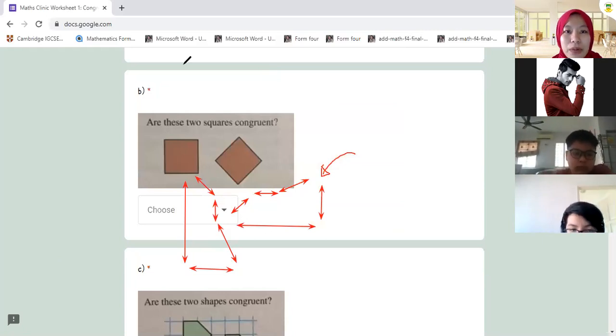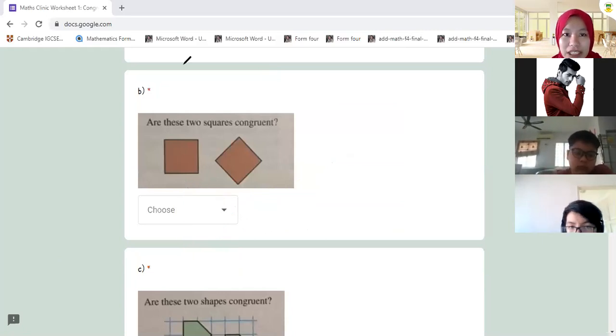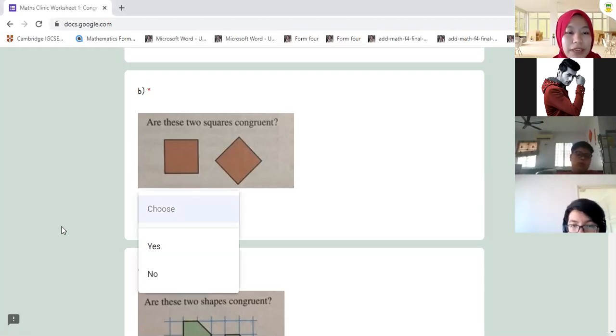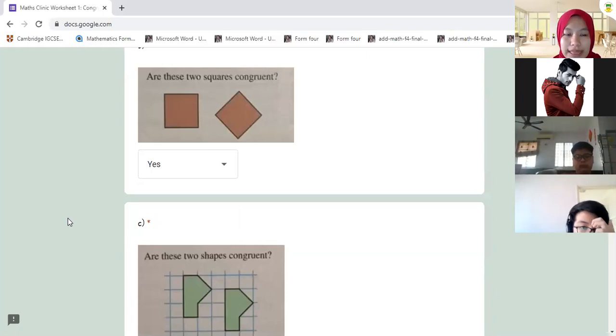By simply looking at their size and shape, you will notice. You can place, let's say it's on an A4 paper, a ruler. If there's a grid line behind, you can count the squares behind. So the answer is yes. Good. If you disagree with the answer, let me know.